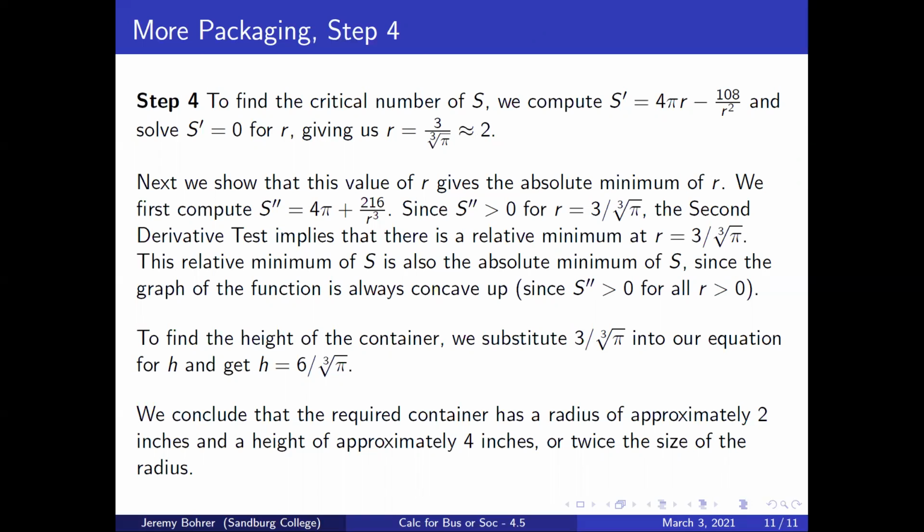To find the height of the container, we substitute 3 over cube root of pi into our equation for h to get h equals 6 over the cube root of pi. We conclude that the required container has a radius of approximately 2 inches and a height of approximately 4 inches, or twice the size of the radius.